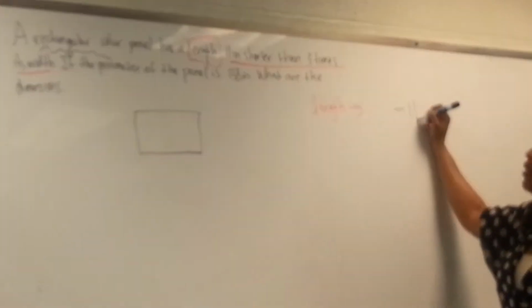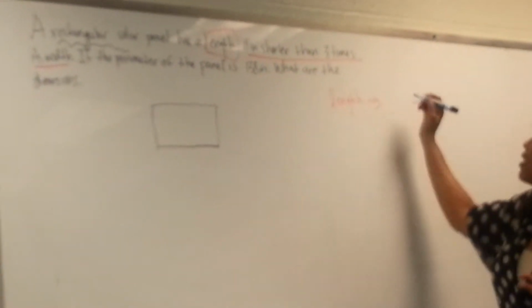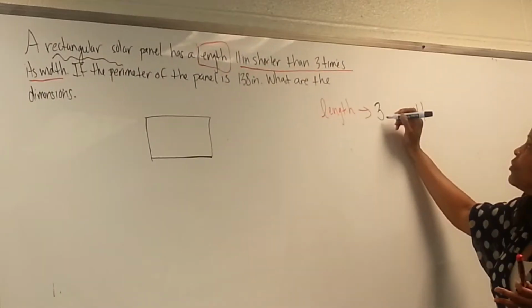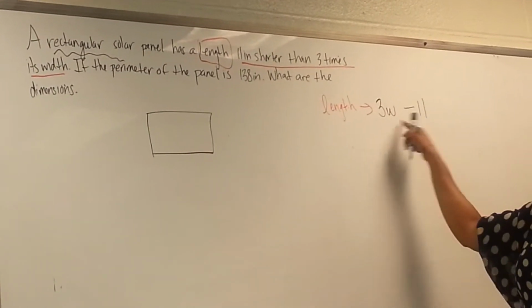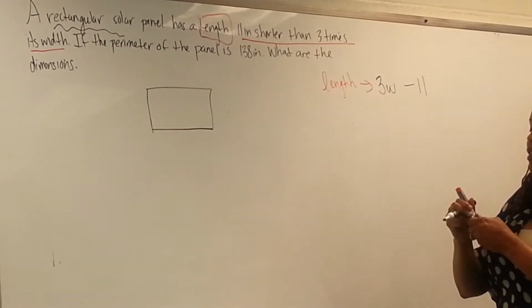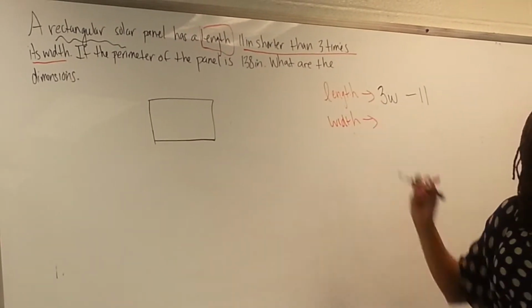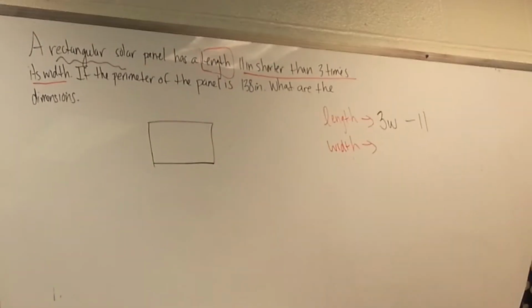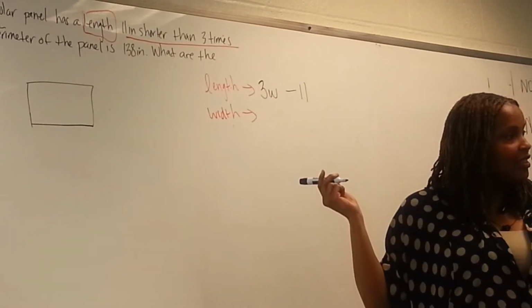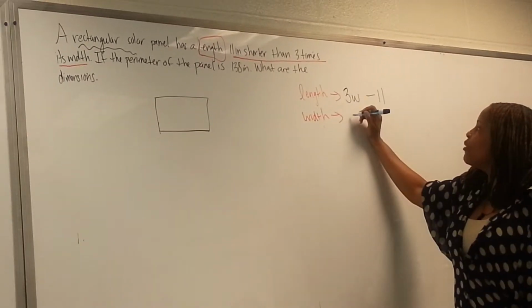I'm taking 11 away from something. What am I taking it away from? 3 times its width. What do you want to call the width? W, X, W? So my mathematical statement for the length is 3W minus 11. What's the width? The width is what? We don't know it. What did we just call it? W. Right? Are we okay with that?